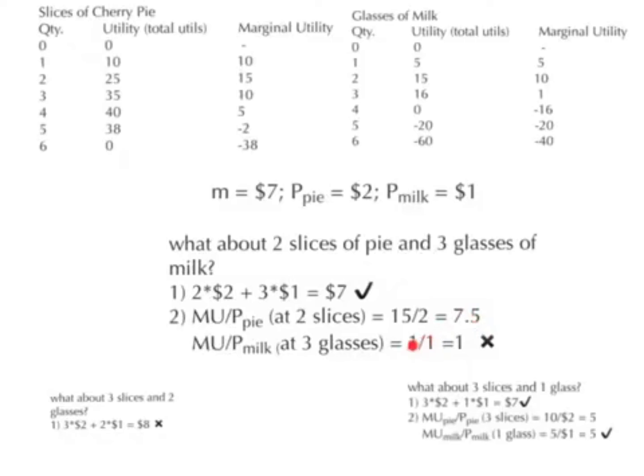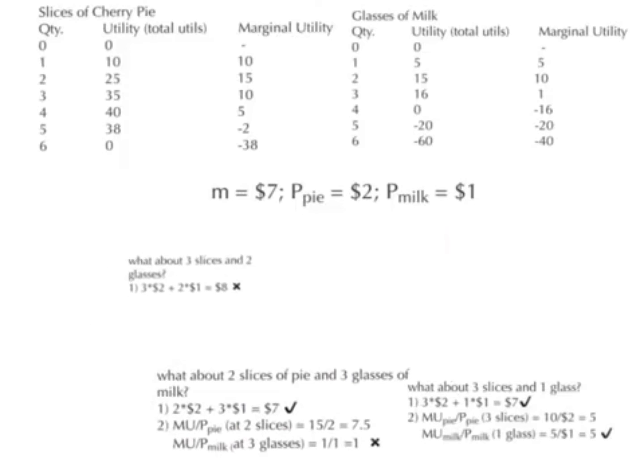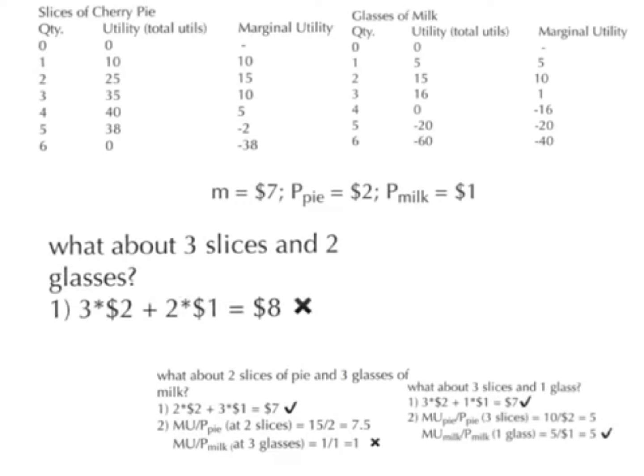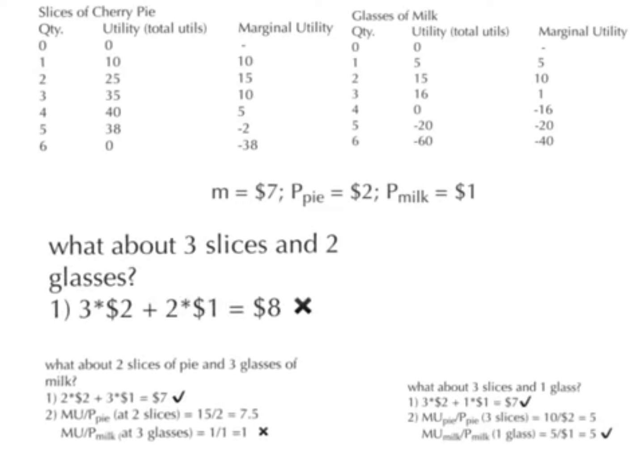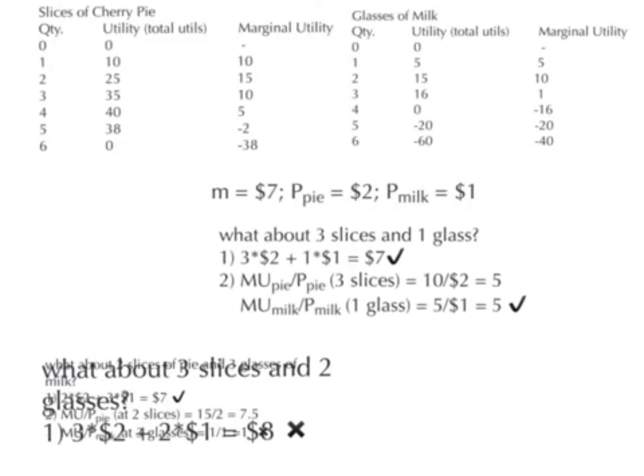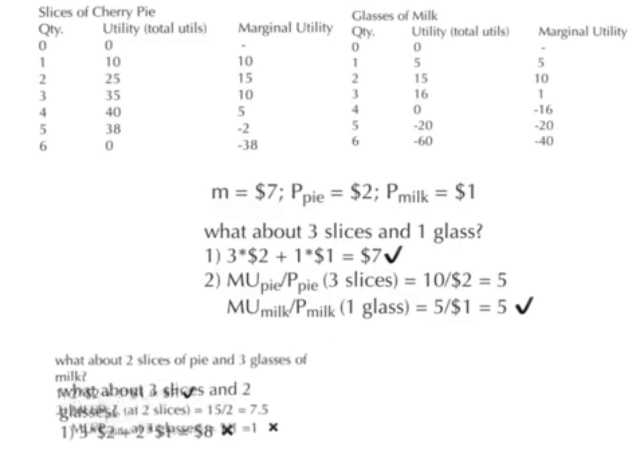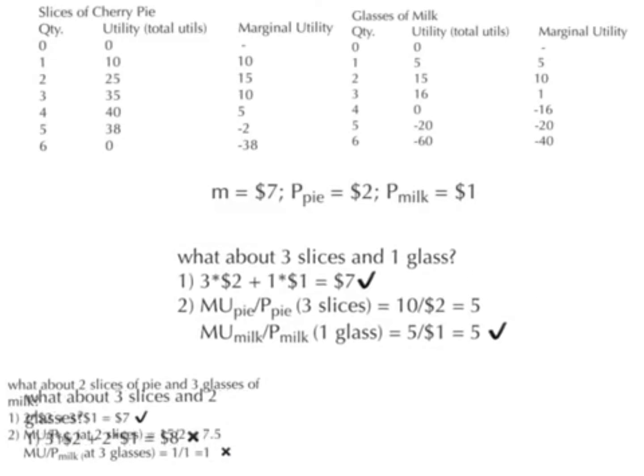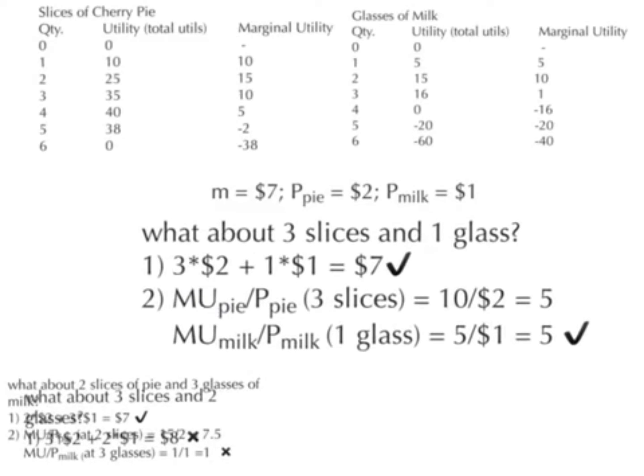So, if we should be consuming more pie, less milk, what about 3 slices of pie and 2 glasses of milk? Well, unfortunately, as we found out just a moment ago, we cannot afford 3 slices and 2 glasses of milk. Right? We cannot afford that, so this cannot be an optimal allocation. So, what about 3 slices of pie and 1 glass of milk? So let's check that out. So if we bring this up, shrink these down, get those out of the way. So if we look at this, what about 3 slices of pie and 1 glass of milk?